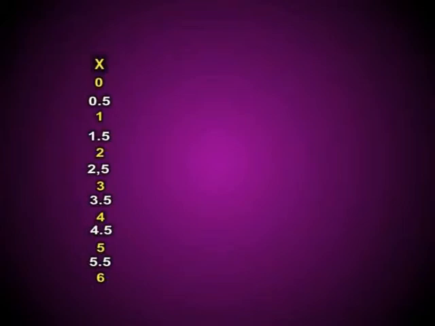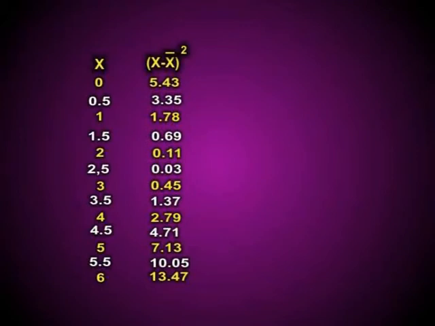My next column, I'm going to title it (X minus X dash) squared. That means that I'm going to take the value that I have, subtract from it my mean, which is X with a dash on top of it, to the power 2 or squared.